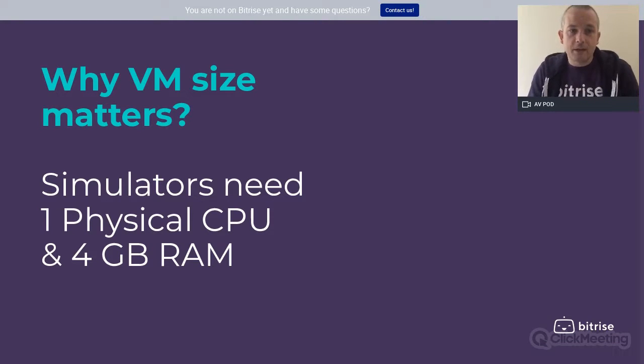So why VM size matters? Simulators need a physical core. I'm not sure of the underlying implementation of the iOS simulator, but it really benefits from a full physical core available to it to run its tests. And then it needs about 4 gigabytes of RAM. Now, 4 gigabytes of RAM is what we needed for the Firefox iOS unit tests or UI tests. But if you have a much bigger app, maybe 10 times bigger with 10 times more tests, then maybe 4 gigs of RAM mightn't be enough for you. So it's not one size fits all. It's really just, the more resources you have available, the more simulators you can run in parallel on each build.